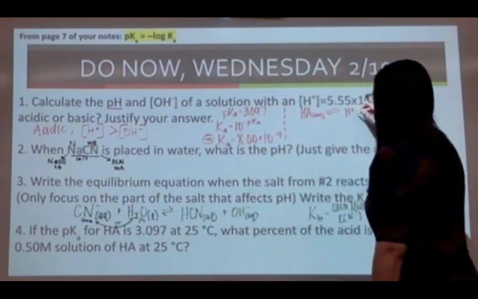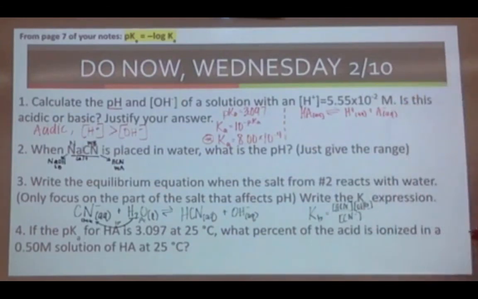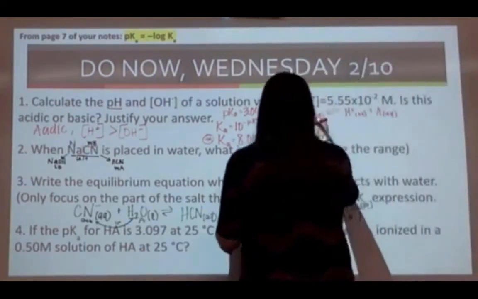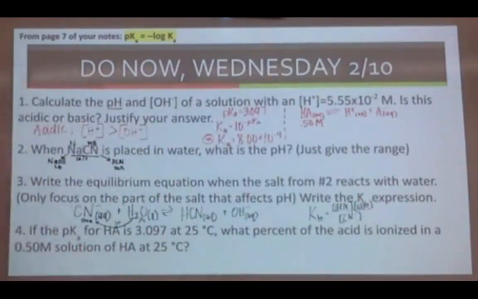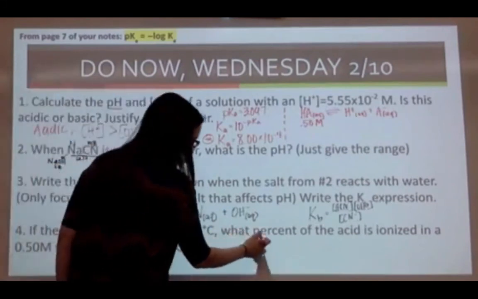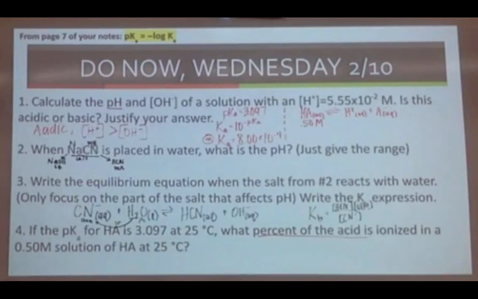Just like we've been looking at, I'm going to write the acid equilibrium equation. HA just means it's some weak acid. It's at equilibrium with H plus and A minus. Now, in the problem, I'm just going to fill in information that I know. It tells me that we have a 0.50 molar solution of HA, and it's asking what percent of the acid is ionized. It's asking for percent ionization.